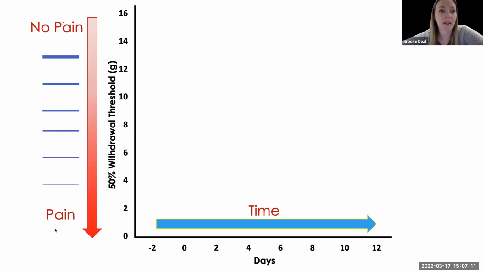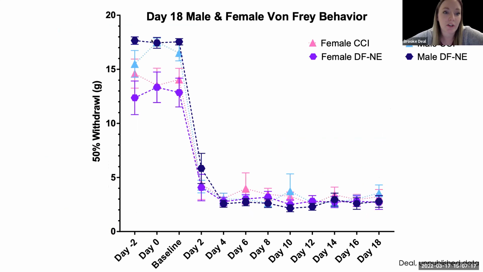So I did these studies in male and female rats, and I performed my chronic constriction injury. And after the surgery, both males and females experienced hypersensitivity, dropping down here. And they both are pretty much equivalent to each other. So after the surgery, males and females are experiencing the same amount of pain. And it's not changed by giving them an empty drug-free nanoemulsion.